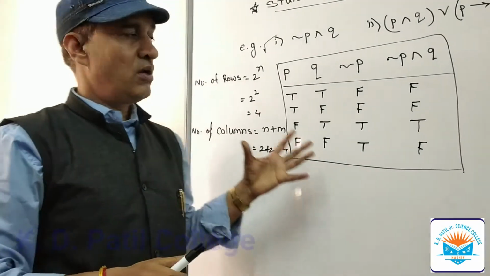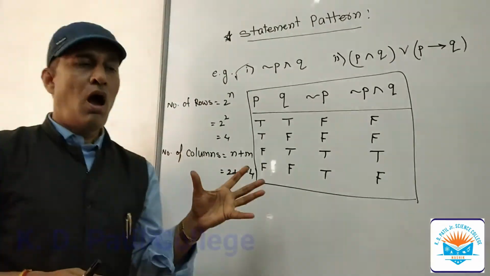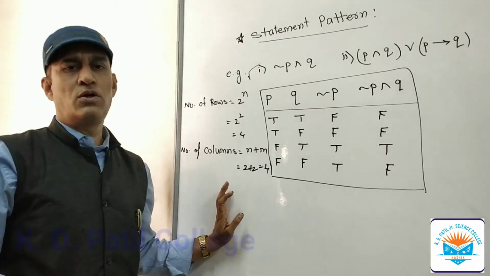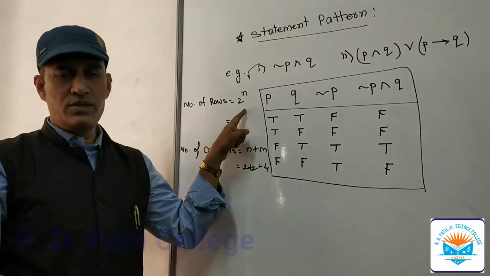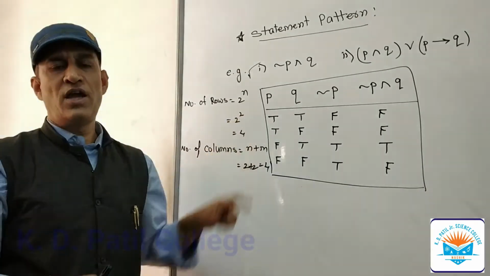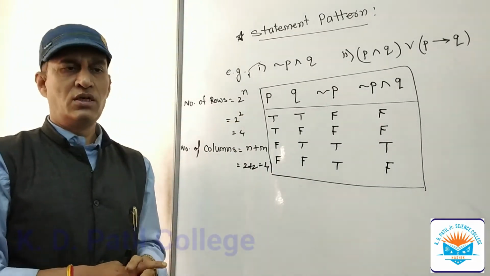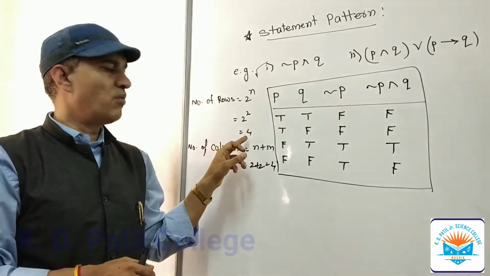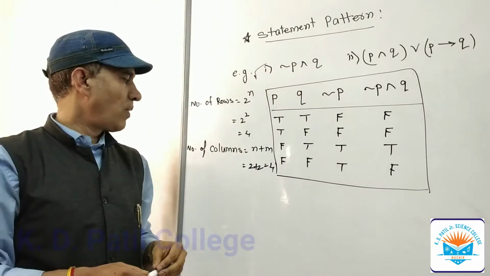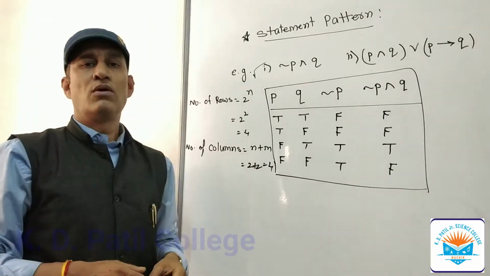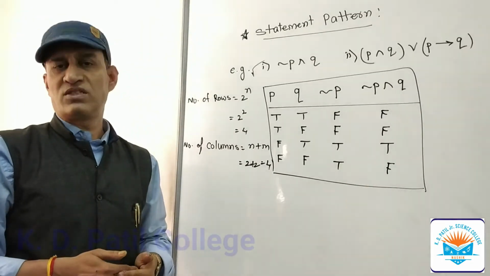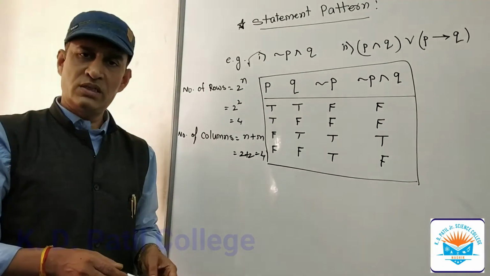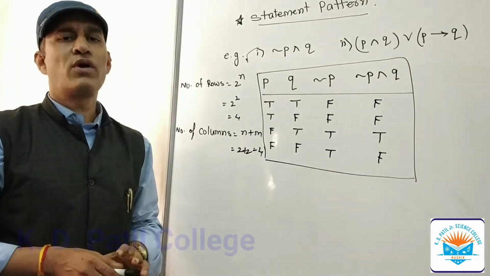The main thing is that first you have to know how many rows and how many columns are needed for constructing the truth table. That formula is 2 raised to the power n, where n is denoted by the number of components. There are 2 components, P and Q. That's why 2 raised to the power 2 becomes 4. Now, how to find the number of columns? It is n plus m, where n is the number of components and m is the number of connectives.